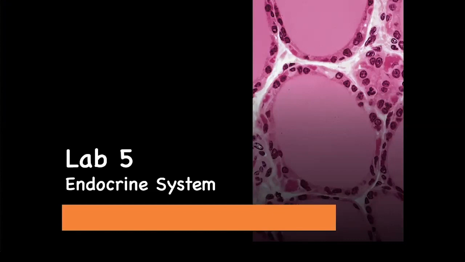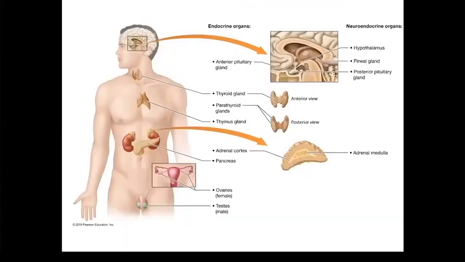For Lab 5, you will study the endocrine system. The glands you will need to know are the pineal gland, which releases melatonin. It's located in the epithalamus of the diencephalon. So all this area here is the diencephalon.